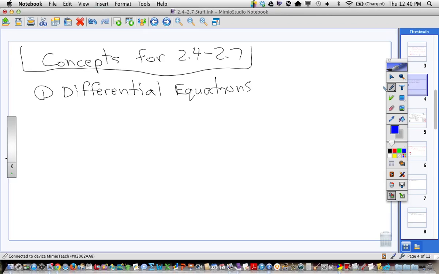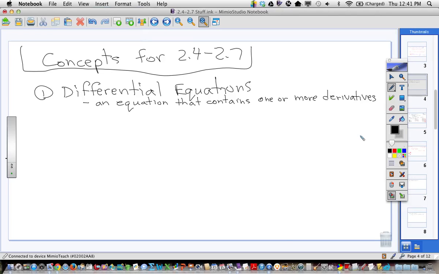So let's do this right here. Differential equation. What is that? Well, first of all, let's just write a definition for this. So the definition would be an equation that contains one or more derivatives. An equation that contains one or more derivatives.